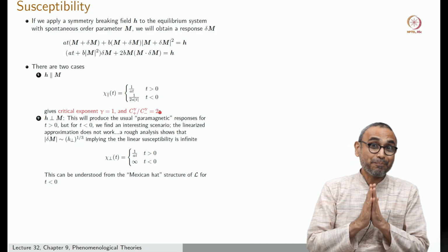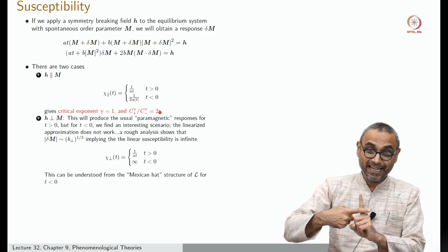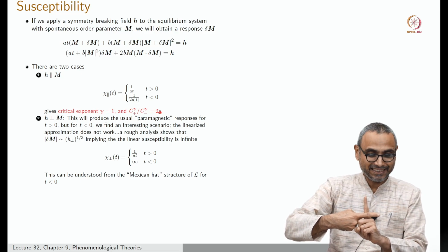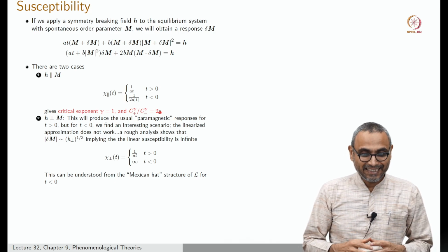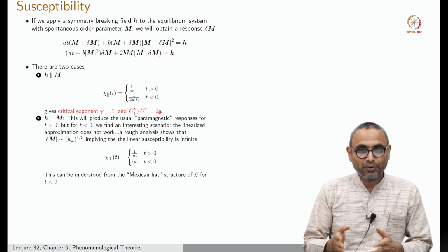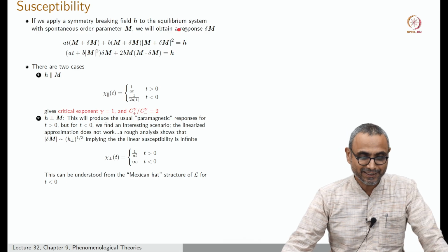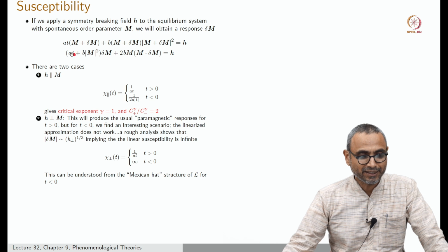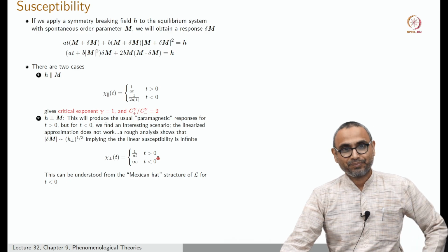What happens when, let's say this is the magnetization direction, and I apply a field perpendicular to the magnetization direction? If t is greater than 0, then this problem doesn't care whether it is parallel or perpendicular. You can just see that from here. Because mod m squared is 0, this whole term is 0, so you get delta m equal to h, and delta m will be just parallel to h, and you will get exactly the same susceptibility for t greater than 0 that we saw.